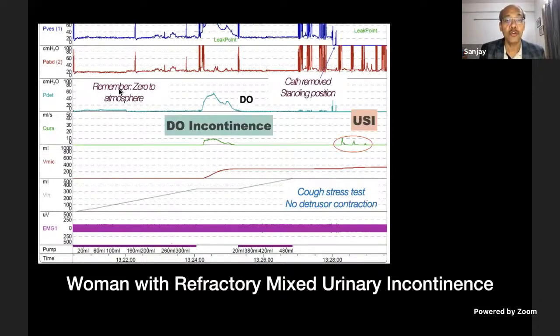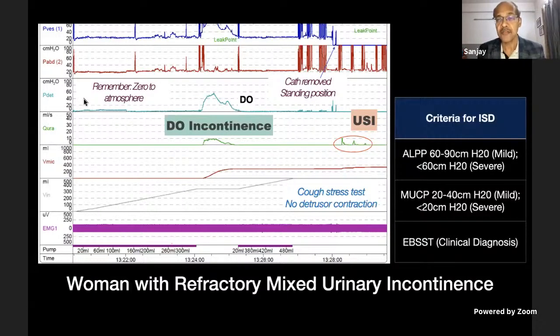Right, and remember, you need to zero to the atmosphere, because you can see here now that when you record the detrusor leak, the abdominal leak point pressure, if you have not zeroed to the atmosphere, then this 20 centimeters would be the discrepancy in your recording of the abdominal leak point pressure.